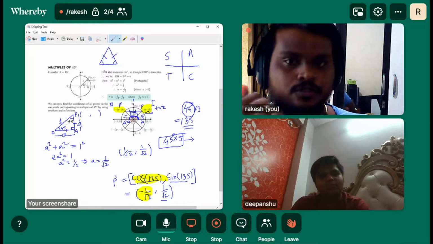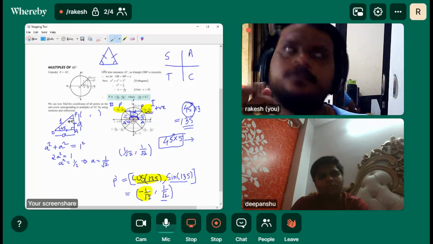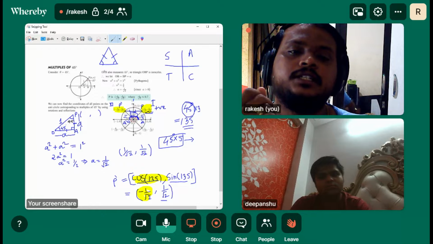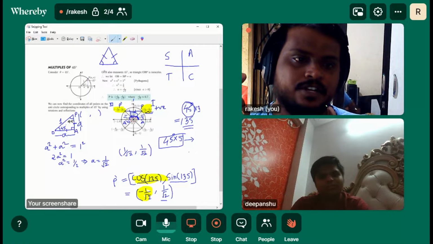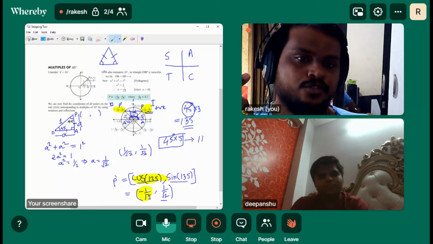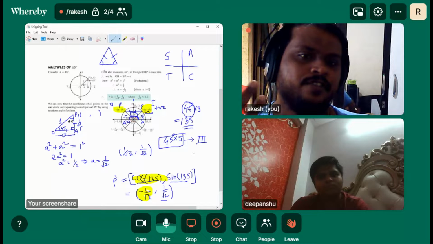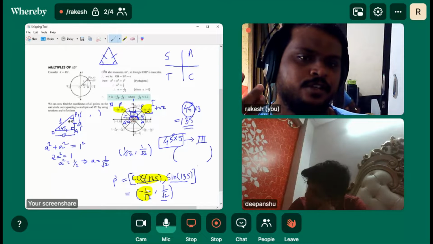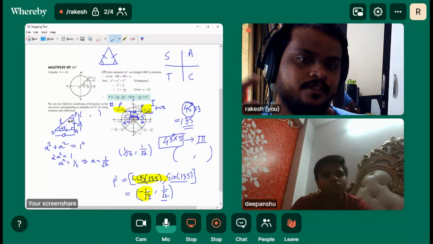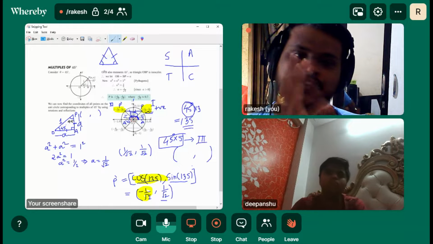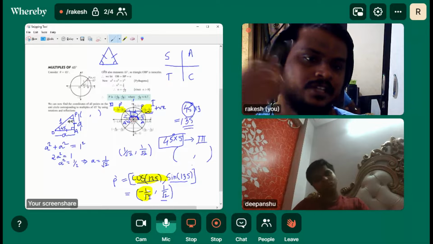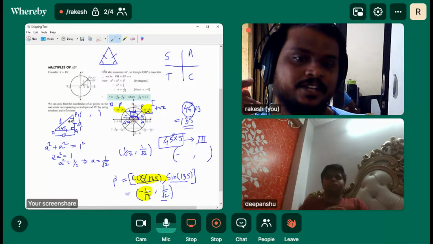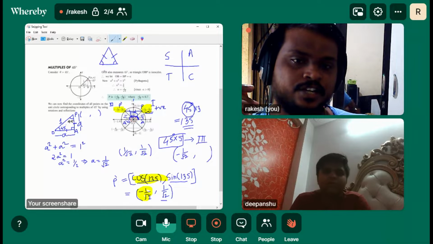So 225. 45, 90, 180, yes, 225. So 225 lies in which quadrant? Third quadrant. So is it necessary to find out everything, or can you directly tell me the coordinate of that point? If it is in the third quadrant, x and y coordinates are going to be the same because of symmetry, but since it is in the third quadrant, both coordinates are negative: minus 1 by root 2, minus 1 by root 2.